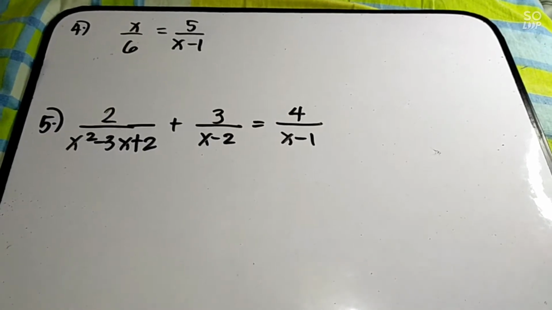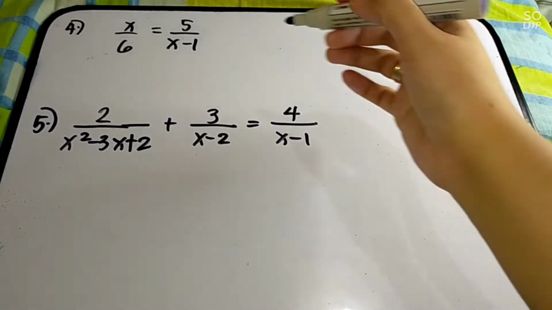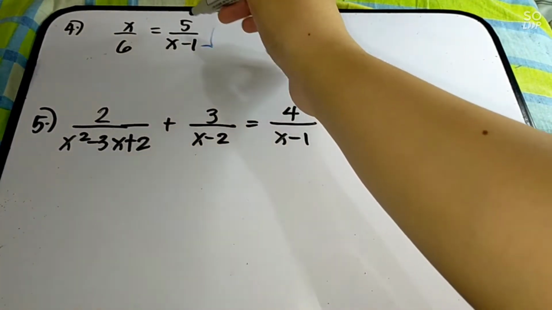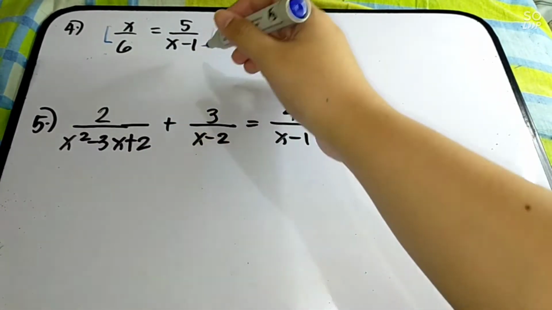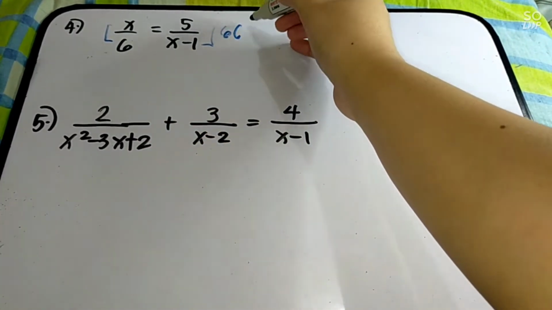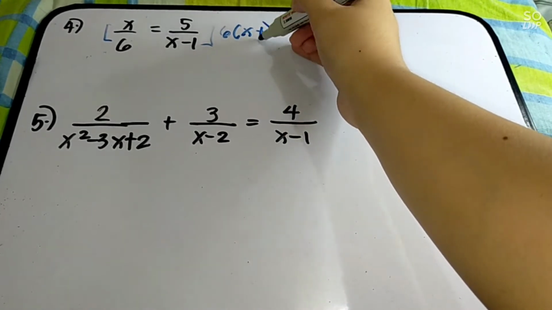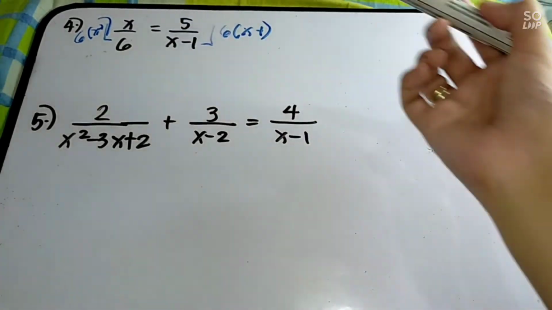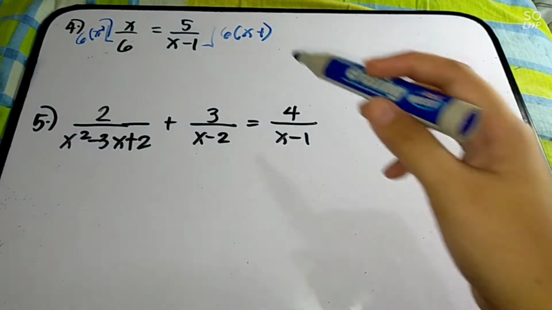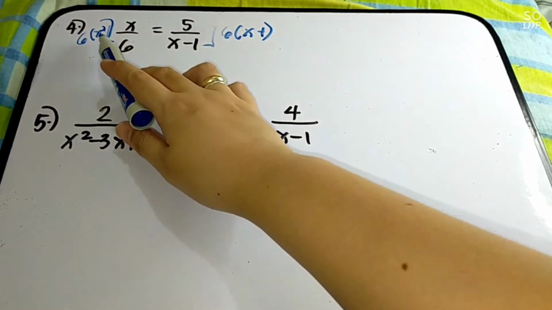Number 4. X over 6 is equals to 5 over x minus 1. So, let us find the LCM. So, since wala namang common kay 6 at saka x minus 1, just multiply. 6 times x minus 1. Then, this one is 6 times x minus 1. Then, we are going to divide and multiply. 6 times x minus 1 divided by 6.